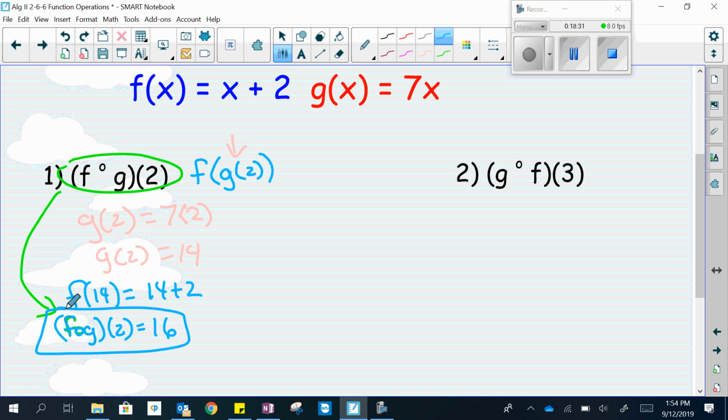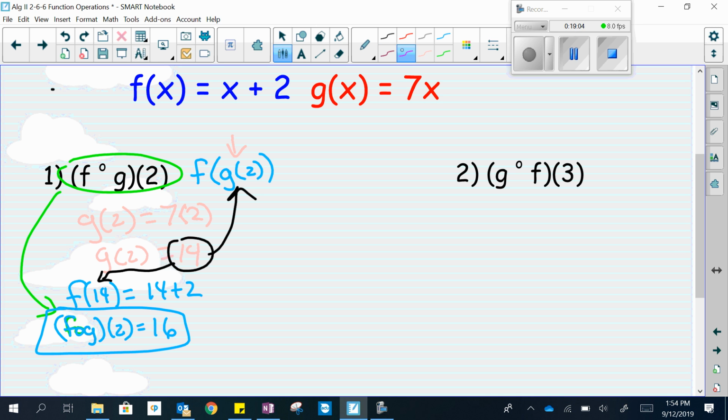You do the inside thing, g of 2, get a number, 14, and then 14 becomes your input value for your f, right? So that 14 is what goes in the inside, or like where we put it right here. So don't look at this as one big problem. Just start on the inside the way you would any problem that has multiple parentheses. Start on the inside, get that number, then work your way out.